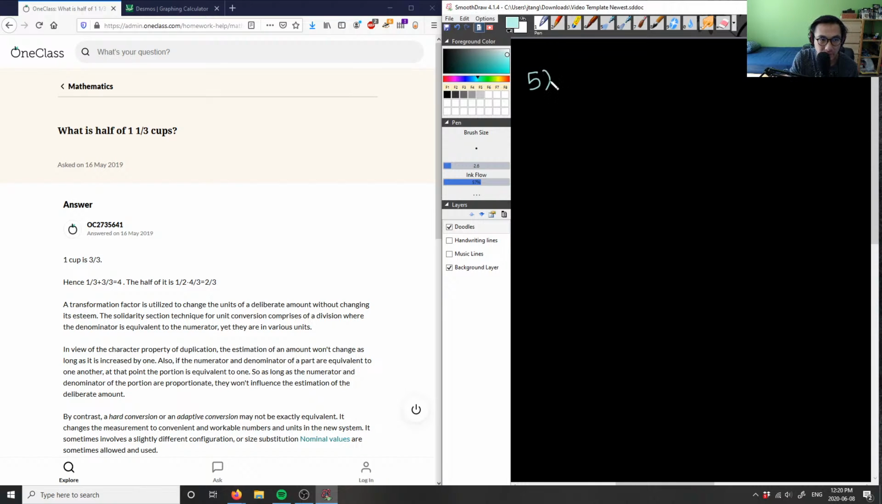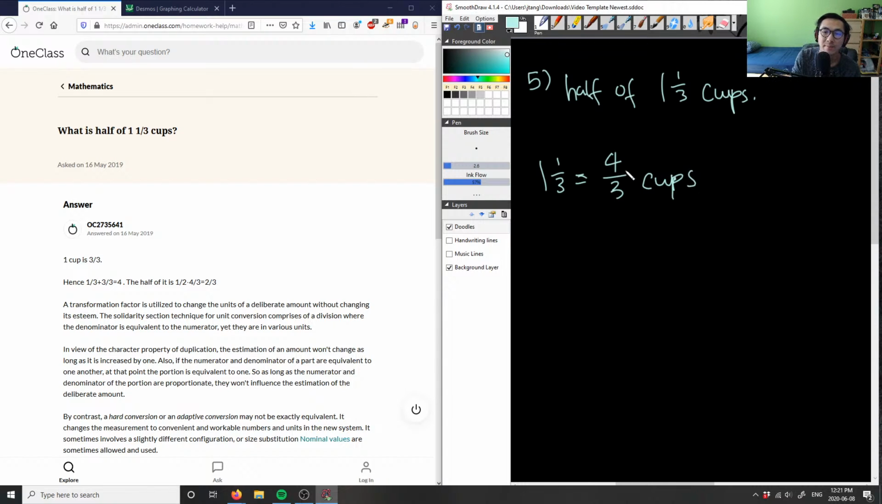It's asking us what is half of 1 1/3 cups. So what we can do first is change this mixed fraction into an improper fraction, right? So I have 1 1/3. If I were to change this to an improper fraction, I'm multiplying the whole number by the denominator, so 1 times 3 plus our numerator. So 1 times 3 is 3, plus 1 is 4. So I'm going to have 4 over 3 here.